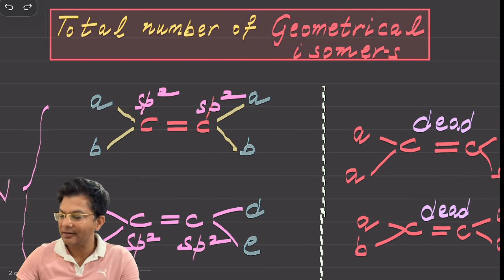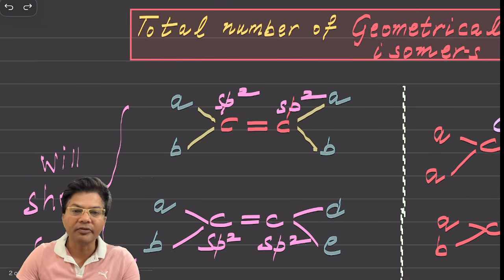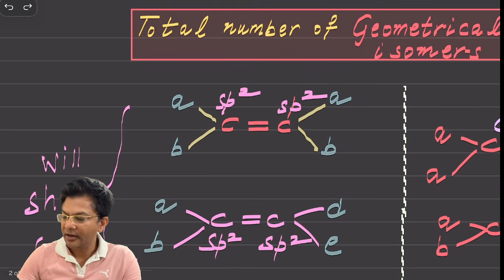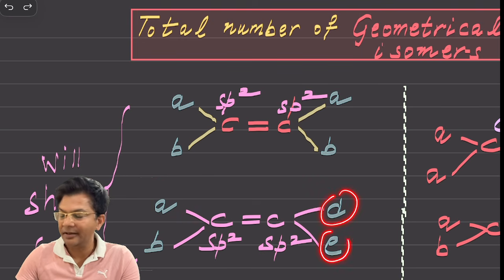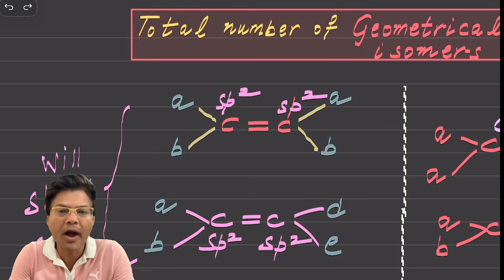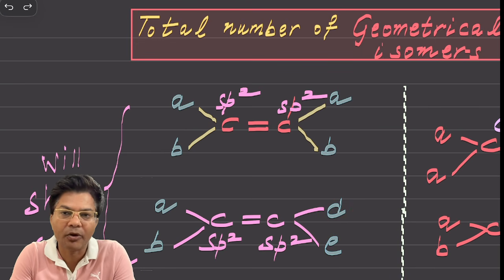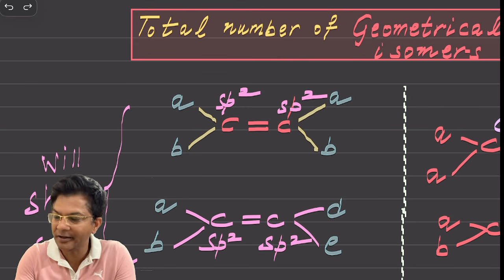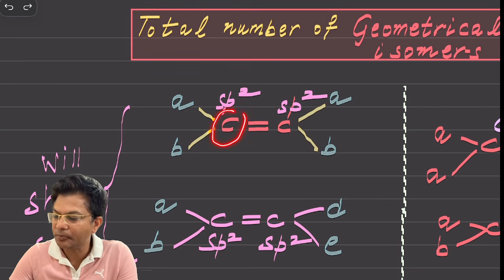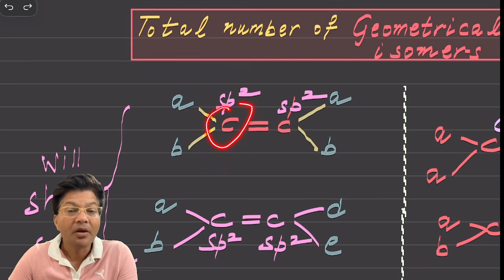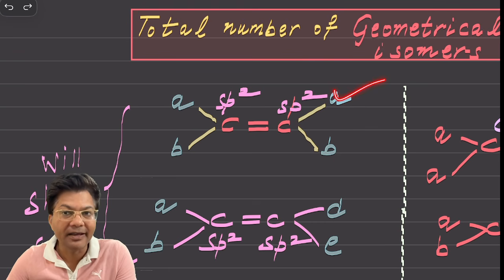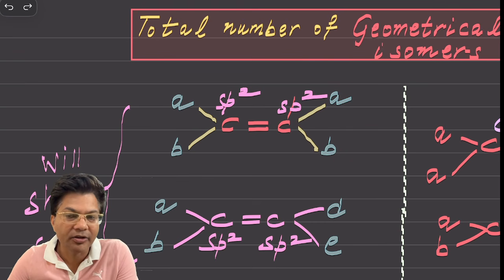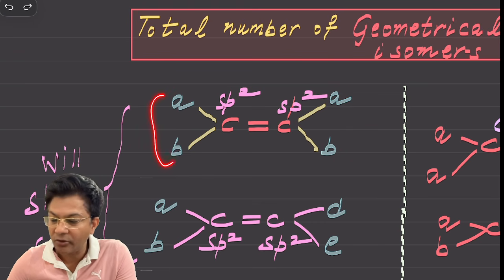If you see in this one, if it is A and B on the left hand side, here it is A, here it is B, but there it is D and A. So what is required to show GI? That is the important thing. First of all, we have to understand that each sp2 hybridized carbon atom must be attached with different atoms or groups. This is A, this is B. On the right hand side, A, B. That A is not equal to B and A is not equal to B.